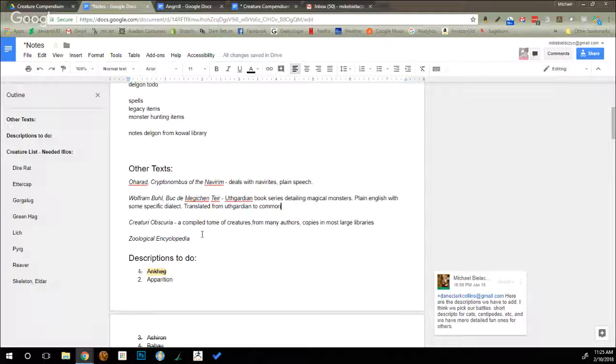The next one is the Creature Obscura, which has many different authors. There are copies in most libraries, and it's almost like a dictionary type of structure, very simple. And then the Zoological Encyclopedia, I modeled after how people used to write in the old Encyclopedia Britannicas. Whenever I write for the Zoological Encyclopedia, I imagine that it's David Attenborough explaining the monster to me. Okay.